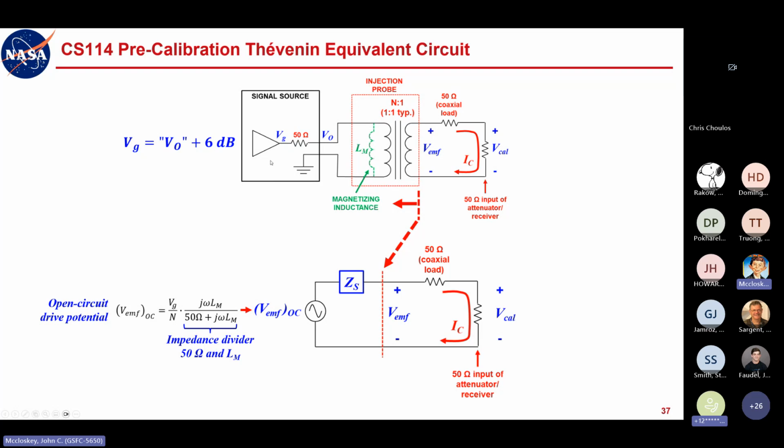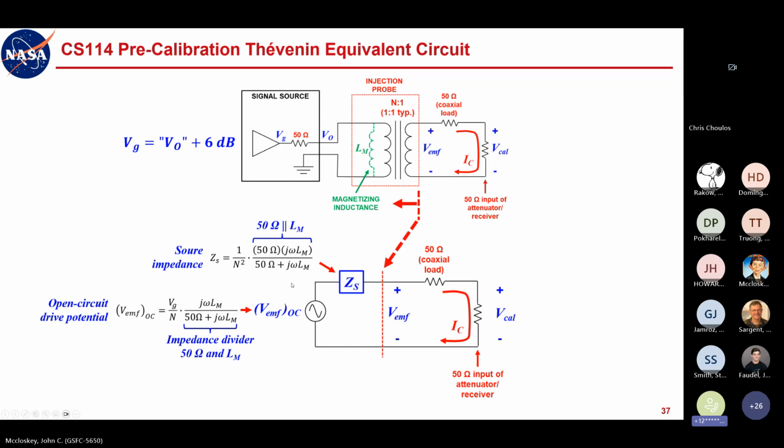We have no current sources. So we just short out this voltage source and you're left with the 50 ohms in parallel with the magnetizing inductive reactance. So that's your source impedance. Okay, so what do we do with all that?